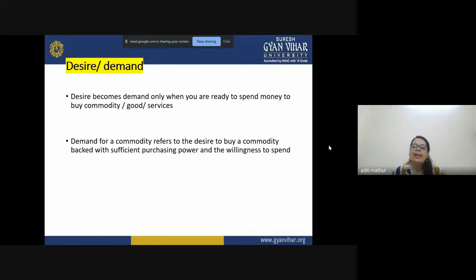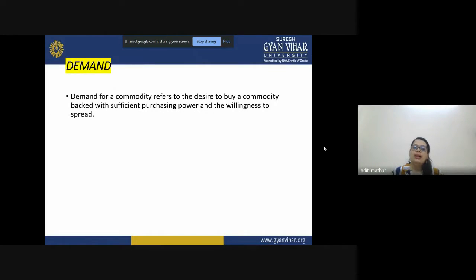So the things required for creating a demand are, number one, desire to buy that commodity. Number two, sufficient purchasing power. And number three, which is very important, a willingness of that particular person to spend to buy that commodity. So, what is the definition of demand? Definition of demand can be said that it refers to the desire to buy a commodity backed up with sufficient purchasing power and willingness to buy that product.